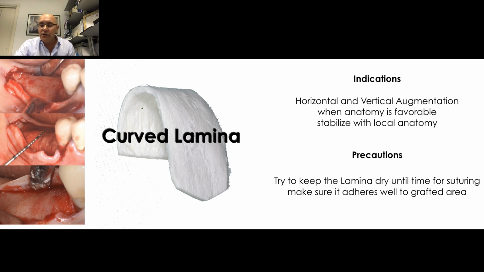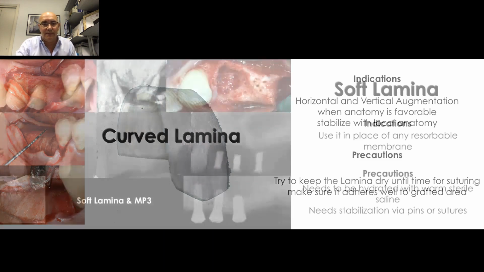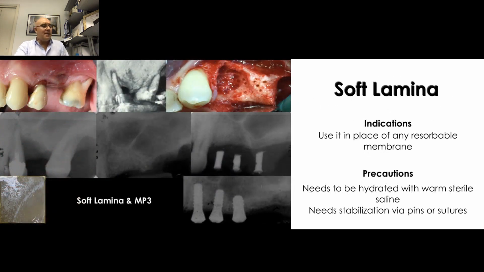One of the precautions you have to take is that the cortical lamina should be dry until the end of your procedure. We will see now how it makes a big difference if you have a lamina that is dry and if you have a lamina that is soft. If it becomes soft, it loses its shape, so it tends to lose the volumetric augmentation that you want to achieve. Well, the soft lamina, you can use in many different situations.